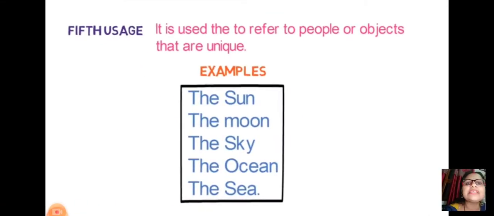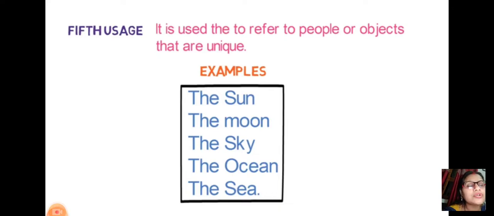Now let's talk about the last usage of the. It is used to refer to people or objects that are unique. You can also call them universal objects, which cannot be present anywhere else, and you don't have any other substitute for them. The moon is only one, the sun is only one, the sky is only one, the ocean is only one, and the sea is only one. That is the reason you are supposed to use the before them: the sun, the moon, the sky, the ocean, the sea.